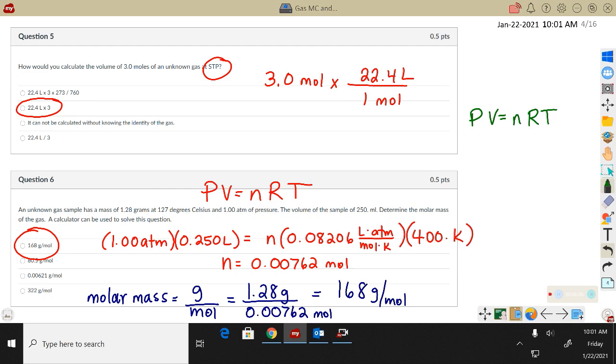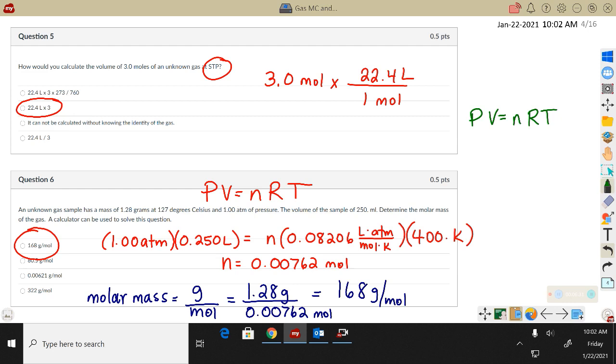Regardless of the identity of the gas, it would just depend on the moles of gas. So if I had 1 mole of any gas, it should expand to the same volume under the same conditions. And under standard temperature and pressure, that volume would be 22.4 liters. So you can use that here. If you know you have 3 moles of any gas and you know it's at STP, multiply by 22.4 liters.